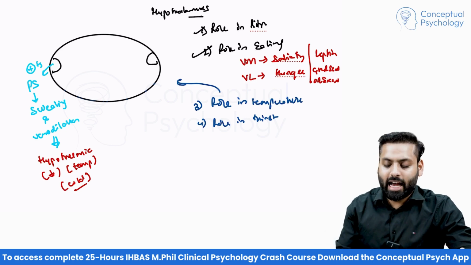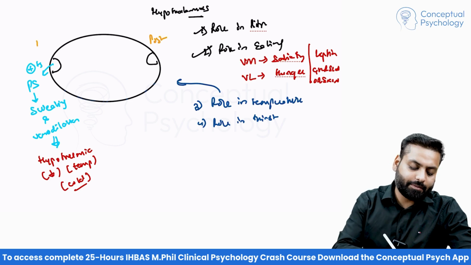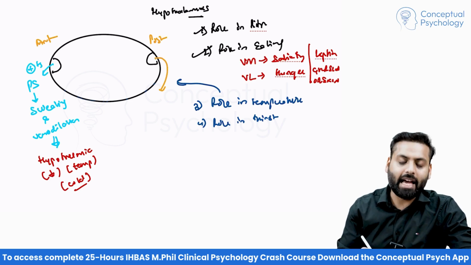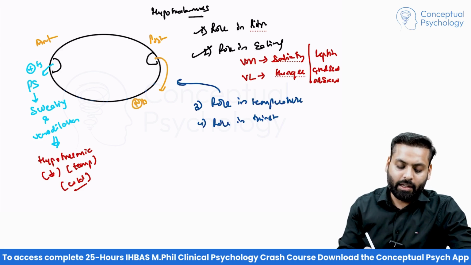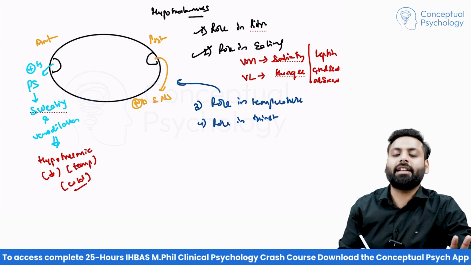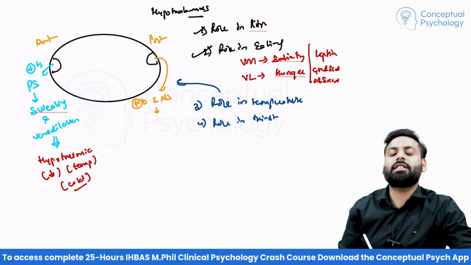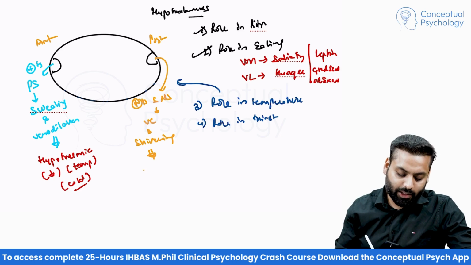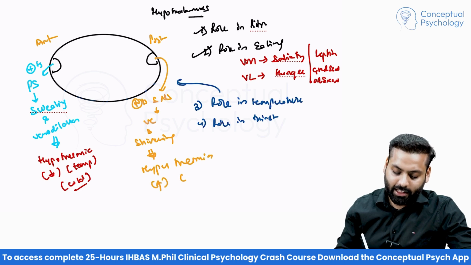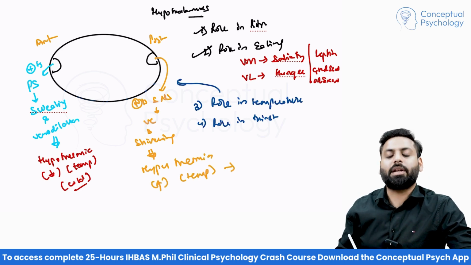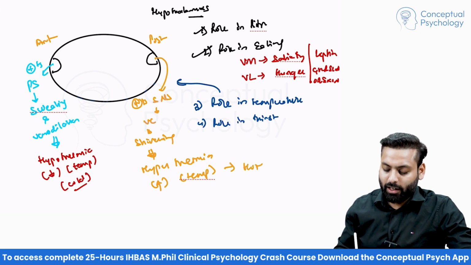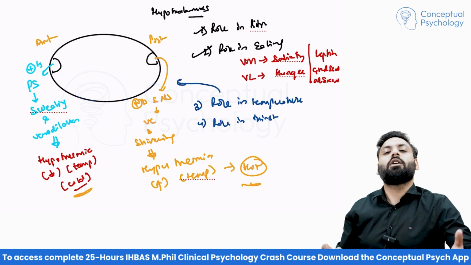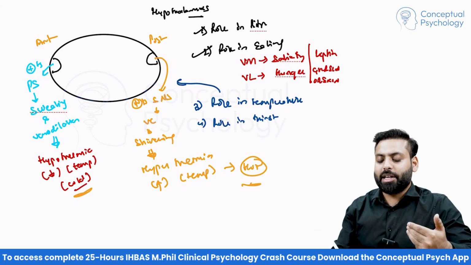But to balance this action, on the posterior side, the hypothalamus has nuclei which stimulate the sympathetic nervous system, and the sympathetic nervous system leads to vasoconstriction and shivering. When shivering is there in the body, heat is generated, which will lead to hyperthermia. Hyper means increased, thermia means temperature, which means the person will feel hot. And the balance between this cold and hot keeps our body temperature regulated.